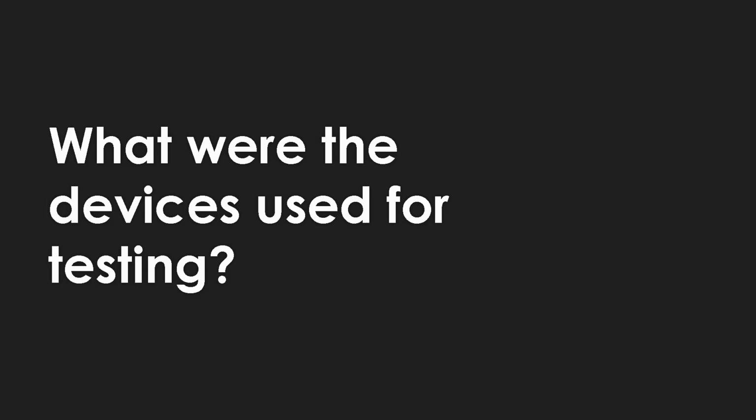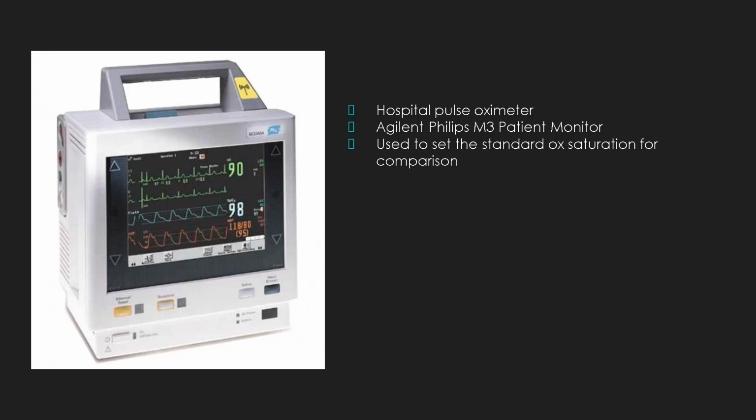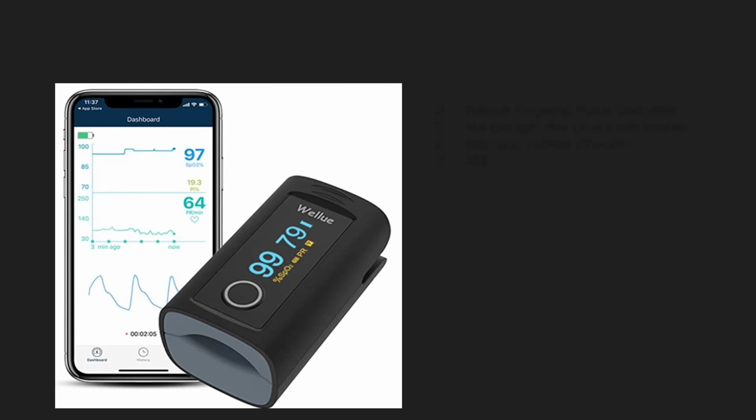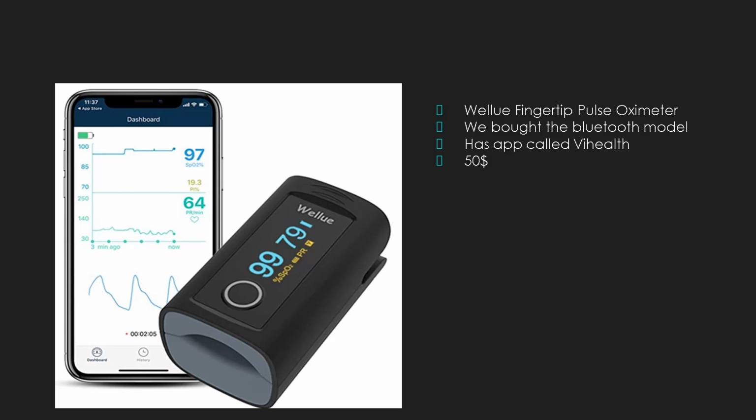So what were the devices that we used for testing? The first pulse oximeter used was the hospital grade one we borrowed from Yukon Health. It is an Agilent Philips M3 patient monitor. We used the hospital grade pulse ox as baseline data to compare to the other oximeters. The next pulse ox we used is the WellU fingertip pulse oximeter. This is a Bluetooth model and is connected to an app called V Health. It was about $50 and it works very, very smoothly compared to the other ones.